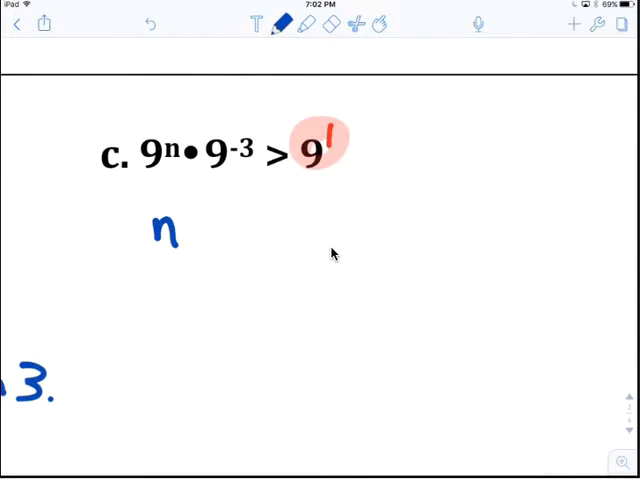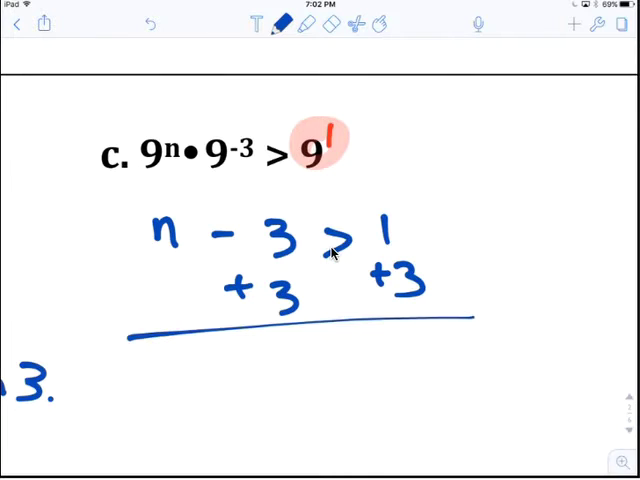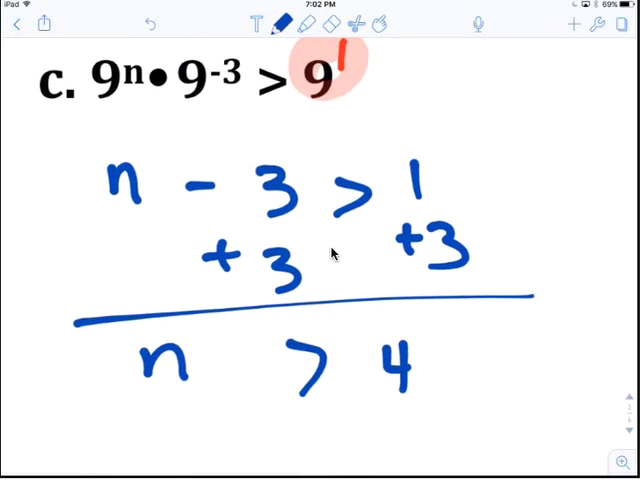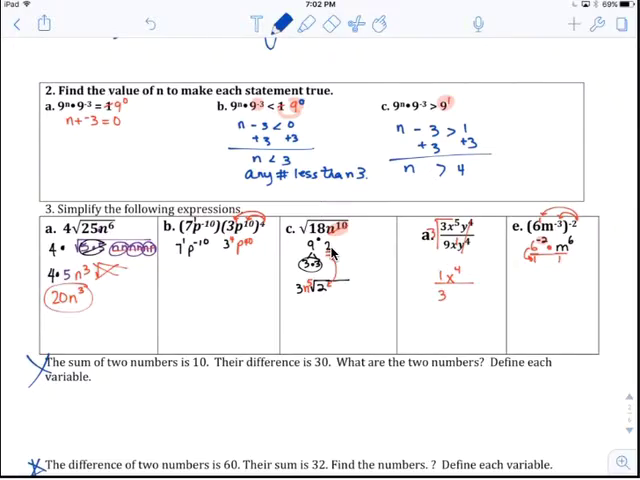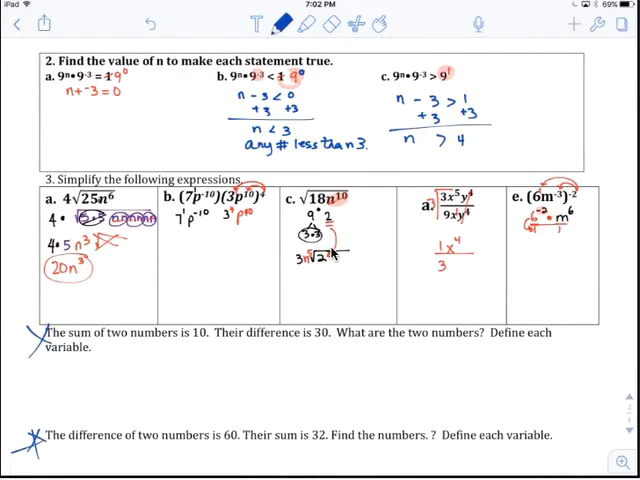And this is n minus 3 greater than 1. So basically n has to be greater than 4. So any number here greater than 4 will work. Okay? So choose any number here greater than 4. You can choose 5, 5 will work. 6, 7, 8, 9, 10, 11, 12. Any number greater than 4 will work.